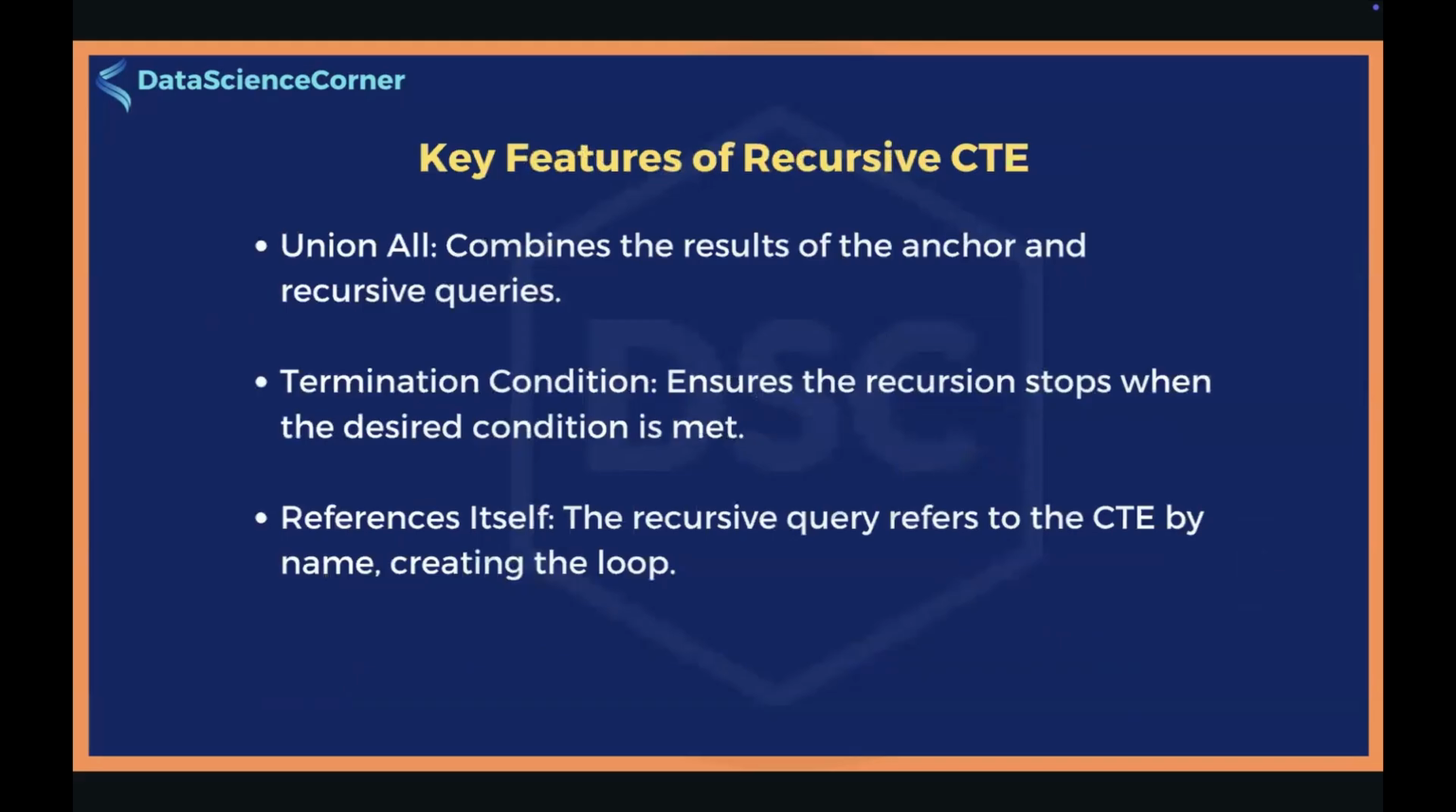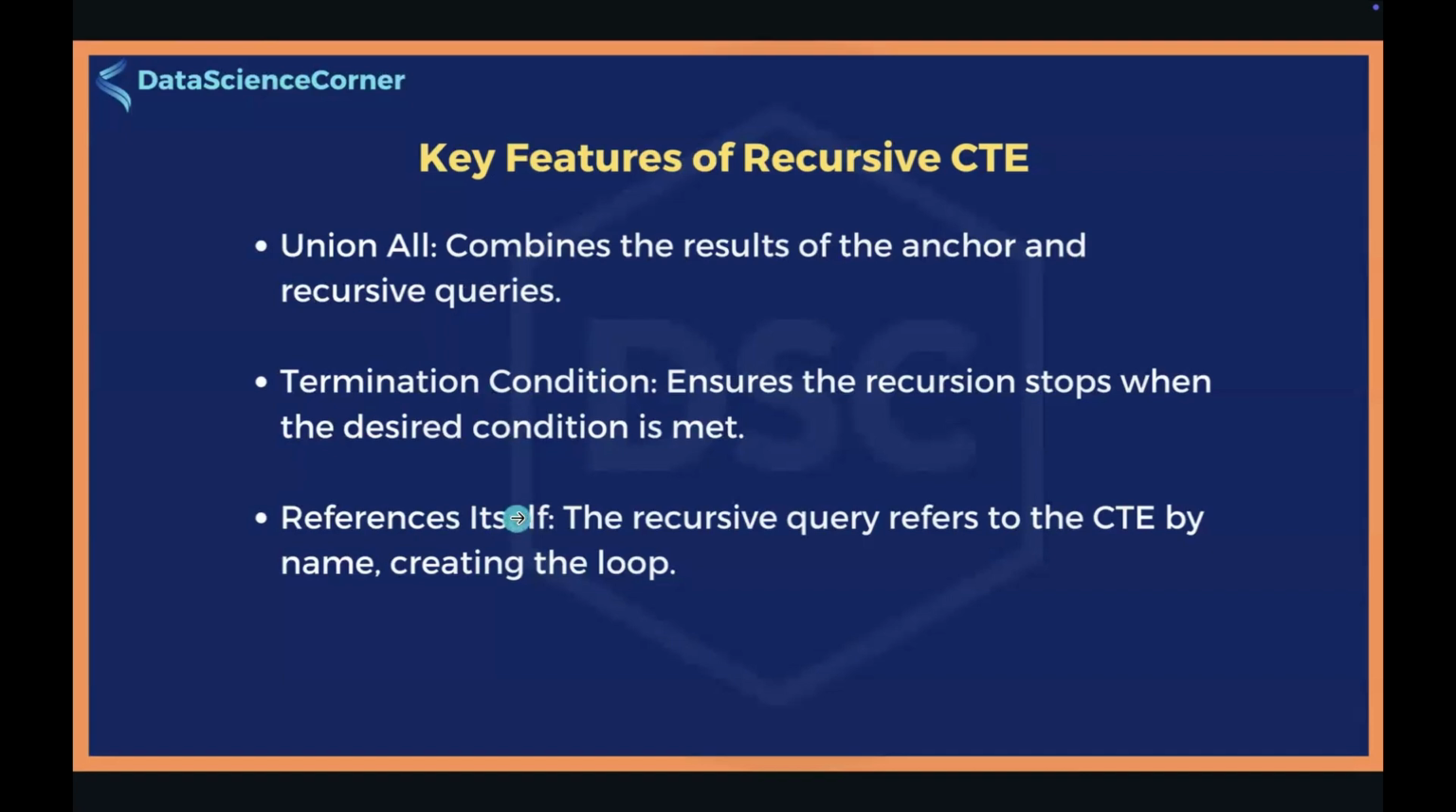Now key features of recursive CTE. So we have union all, which will combine the result of the anchor and recursive query. Now in the CTE, we might have duplicate values. That's why we are using union all, because it will return all the rows, including the duplicate values. Second one is termination condition. The termination condition, which we are going to write in the where clause of the recursive query part, will ensure the recursion stops when the desired condition is met. Until then, it will be running repeatedly.